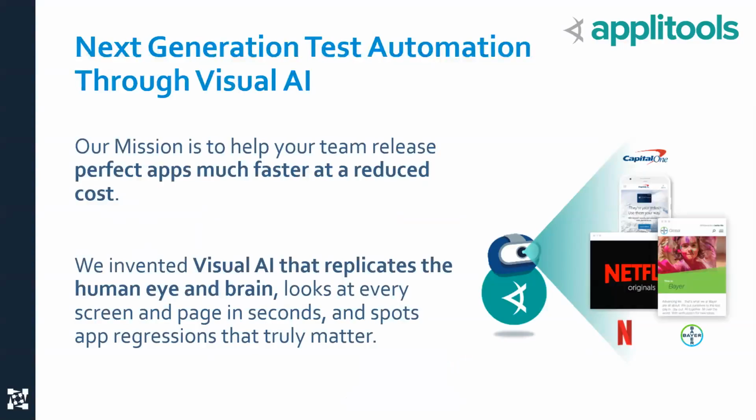Enter Tools. Here we are, the next generation of test automation through visual AI. So we invented visual AI. This replicates the human eye and brain. It's the only visual testing solution that has AI enabled in it, and that unlocks so much potential. It unlocks the ability to speed up your test creation, to have much less brittle code, to run your visual test cross-browser using our ultra-fast grid, and so on and so forth.